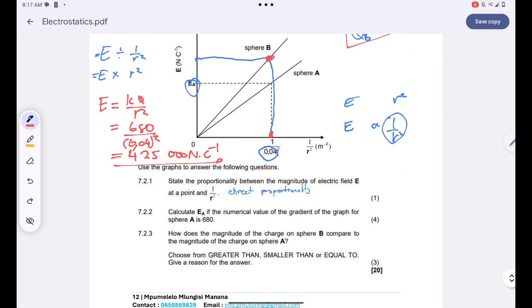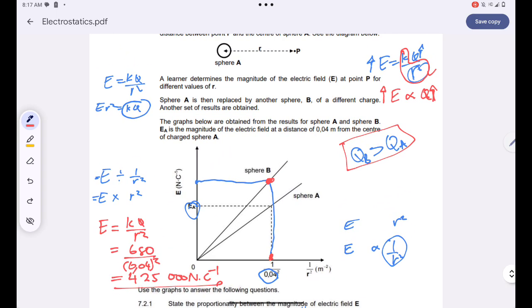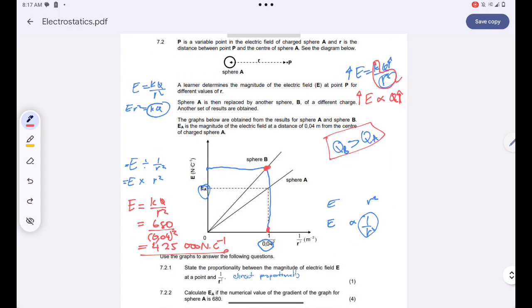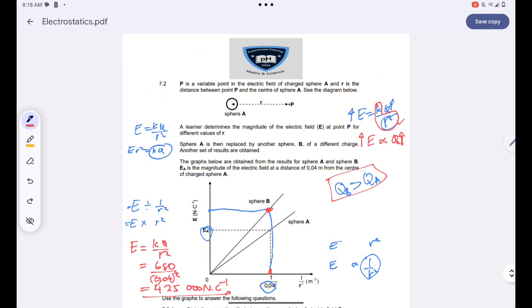Are we together? The charge is greater than. Why? Because the electric field was increased at the same distance. So that means the charge of B should have been greater than charge A. That's how, guys, you're supposed to tackle this question.